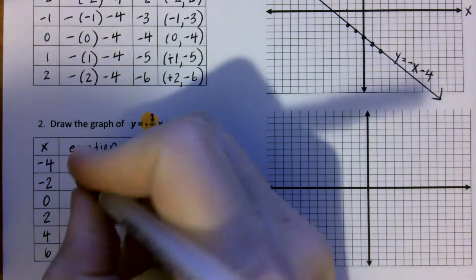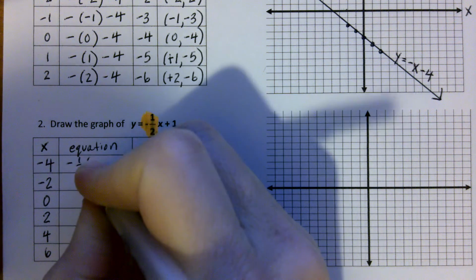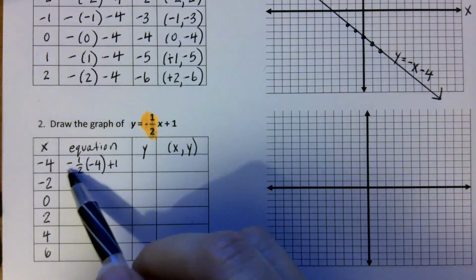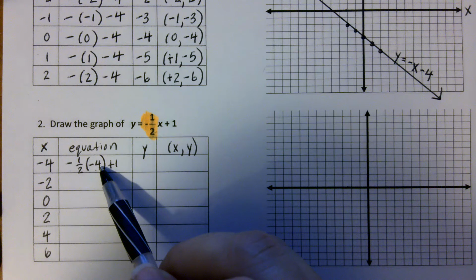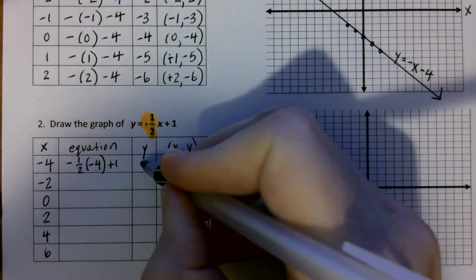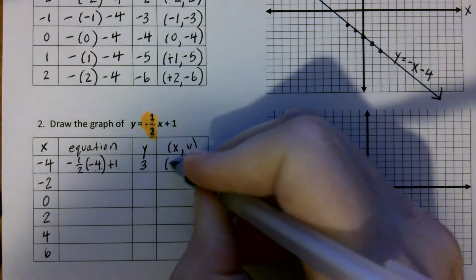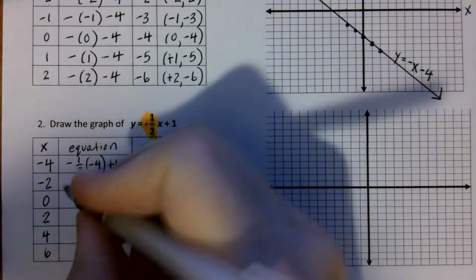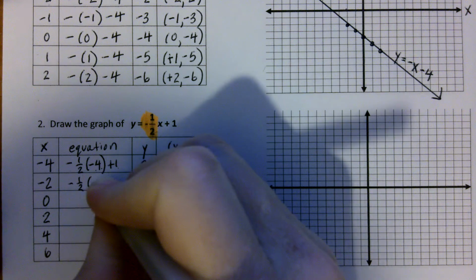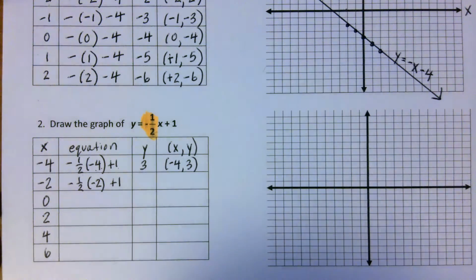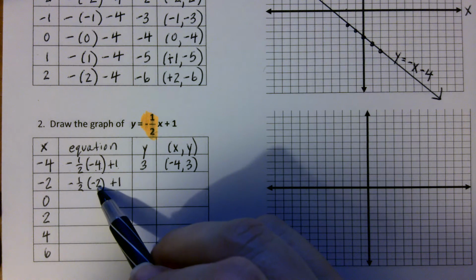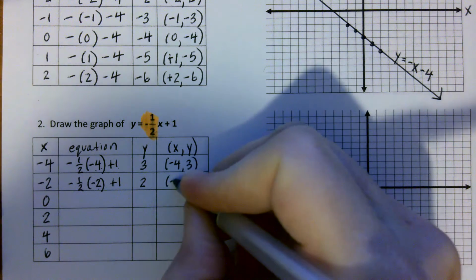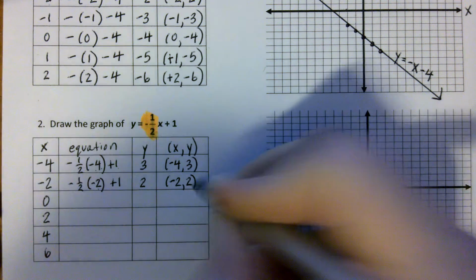We have y equals -1/2 times the value of x, -4, plus 1. Well, negative times negative is a positive, and 1/2 of 4 is 2. 2 plus 1 is 3. So when x is -4, y is 3. Let's try it when x is -2. So -1/2 times -2 plus 1 is my equation. -1/2 times a -2 is a positive 1, and 1 plus 1 is 2. So when x is -2, my y value is 2.